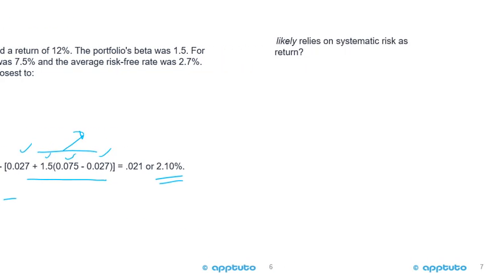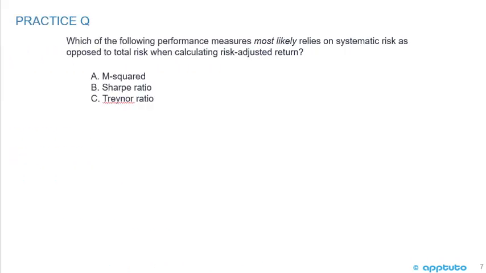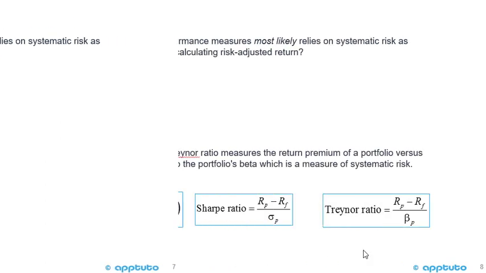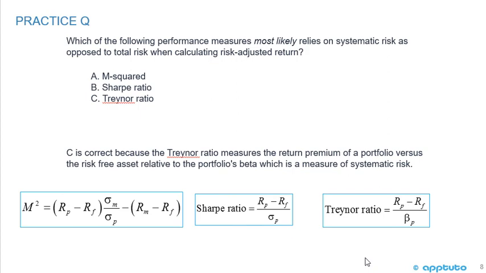Second practice question: which of the following performance measures most likely relies on systematic risk as opposed to total risk when calculating risk-adjusted return? A, the M-squared, B, the Sharpe ratio, or C, the Treynor ratio? So the correct answer is C, because the Treynor ratio measures the return premium of a portfolio versus the risk-free asset relative to the portfolio's beta. So we can see here in the denominator, in the Treynor ratio, we're using the beta.